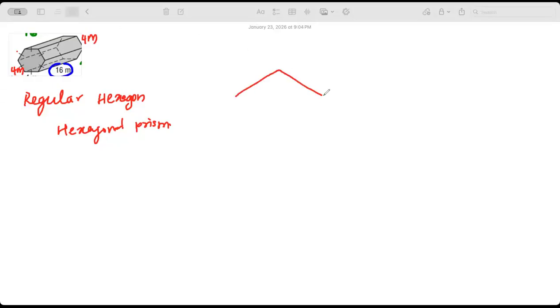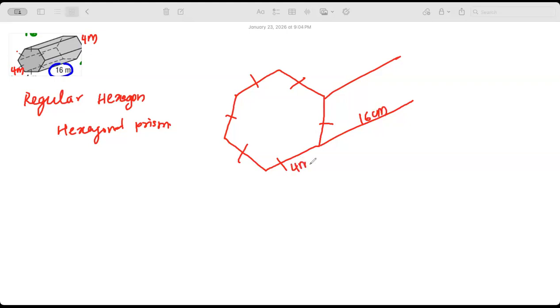Let's draw it nicely, guys. 1, 2, 3, 4, 5, 6. It's a regular hexagon, and these sides are 16 centimeter. This is 4 meter. Now tell me, guys, what is the lateral surface area of this solid? And what is the total surface area of this solid?